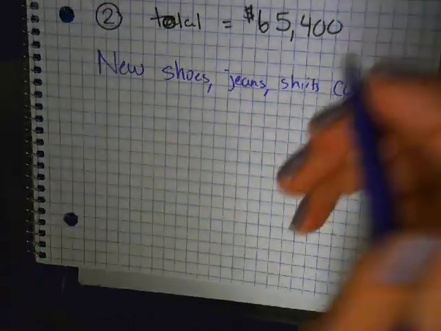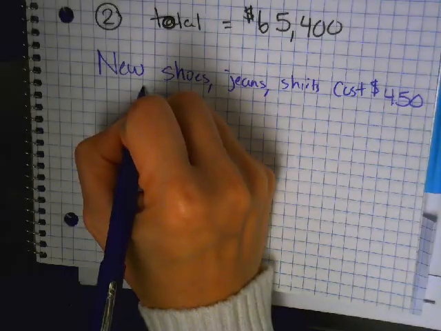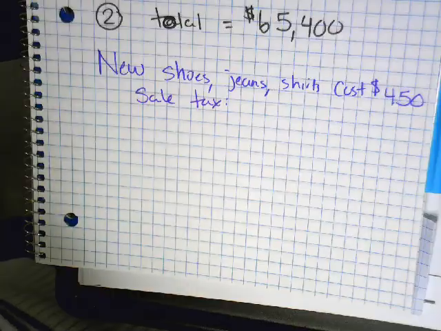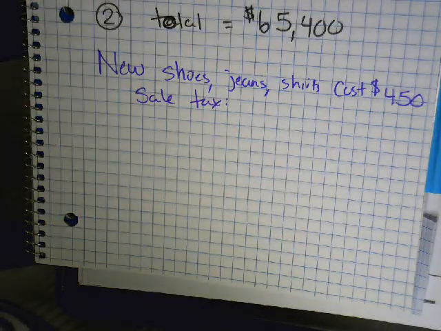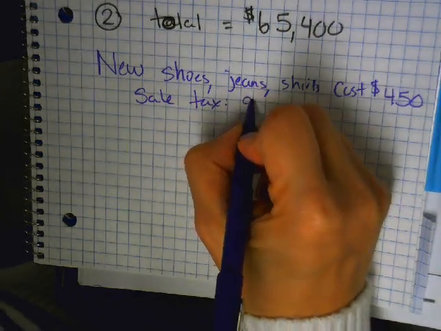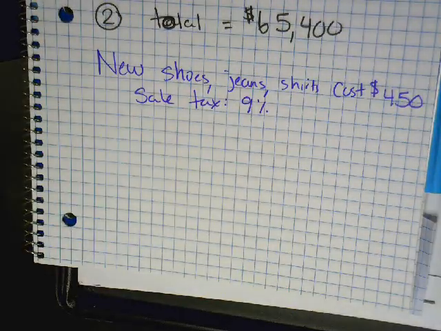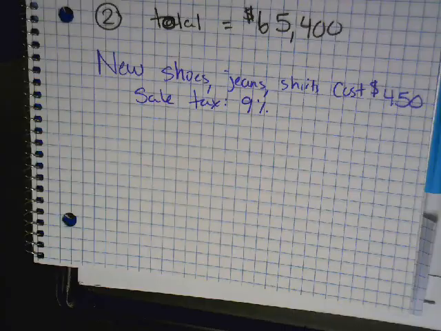So. Okay. Sales tax. What do we want? Let's do another 9%. All right. So, if all the clothes and shoes cost $450 and its sales tax is 9%, how much am I going to pay in total for this? How much am I going to pay in total for this?